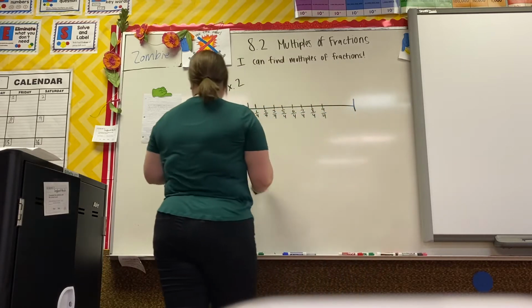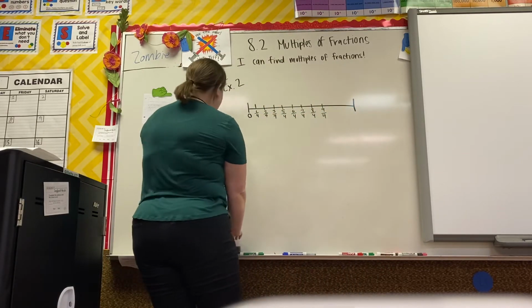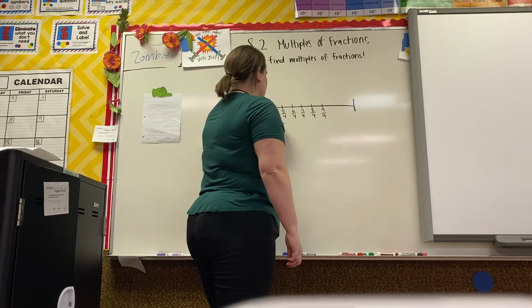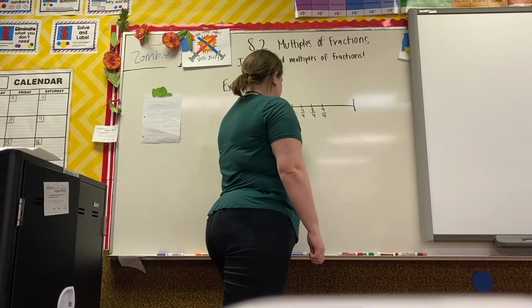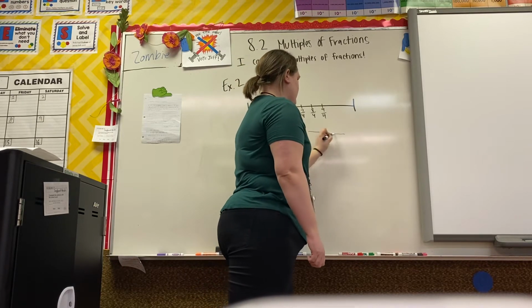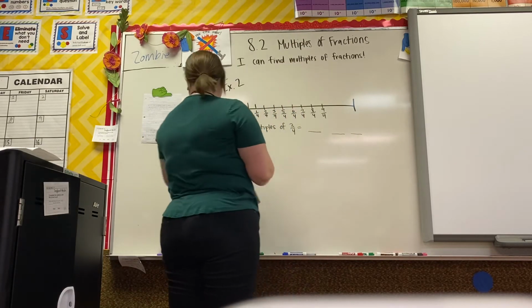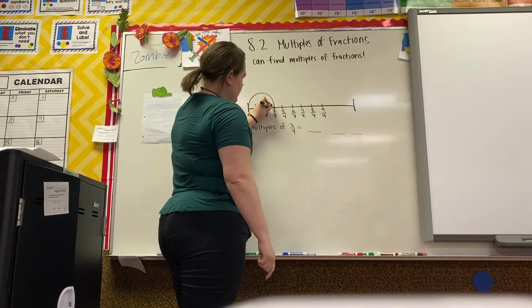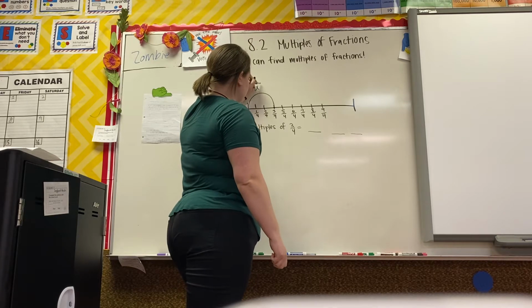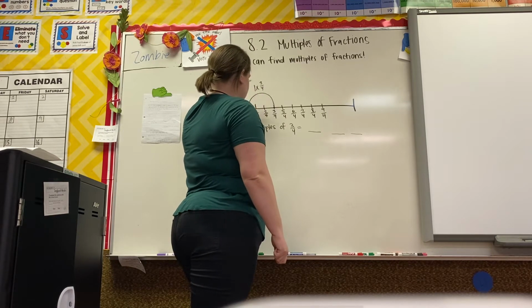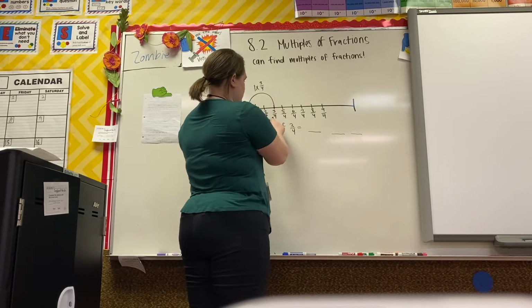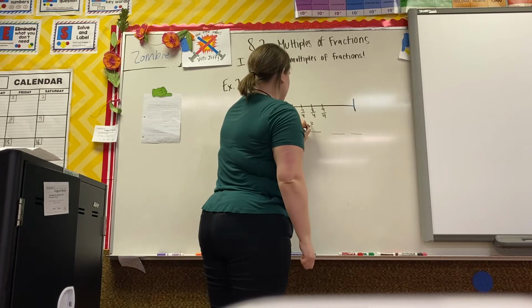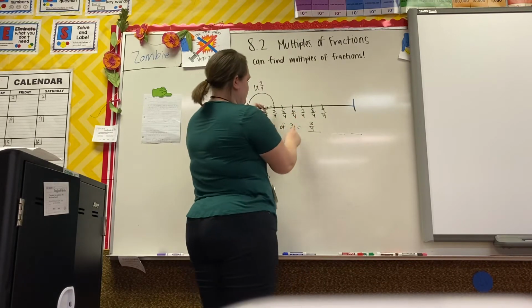Okay, so we're gonna find multiples of 3/4. I think there's 3. Okay, so I'm gonna start at 0. I'm gonna jump 3. Okay, and that would be like 1 times 3/4, and that would get me 3/4. 1 times 3 is 3, so 3/4. I'm going to take another jump.